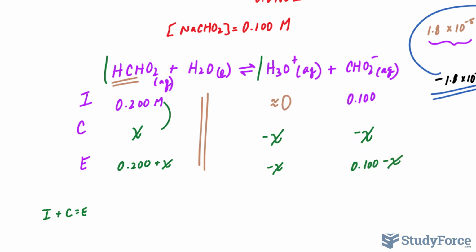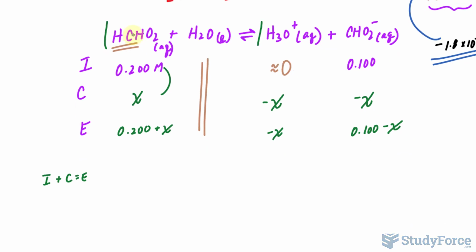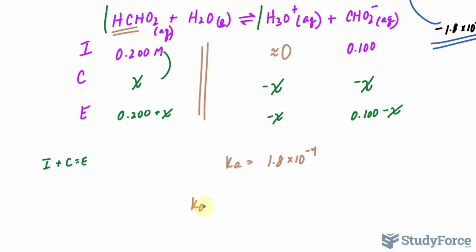Next, we'll need to write the equilibrium expression, and since this molecule is formic acid, you can find that in a table. It turns out that the K sub A for formic acid, this molecule, is 1.8 times 10 to the power of negative 4. And the expression, the equilibrium expression, looks like this. H3O plus times CHO2 minus divided by the concentration of formic acid.